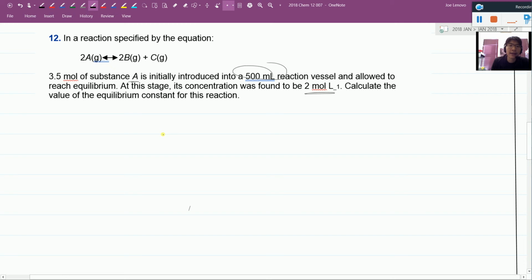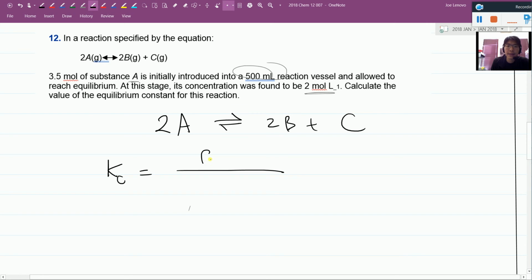Okay, it seems like there's not enough information. What can we do? We always start with the equation 2A forward and backward to 2B plus C. Then we know that the K constant can be calculated as the product, B squared times C, over A squared.